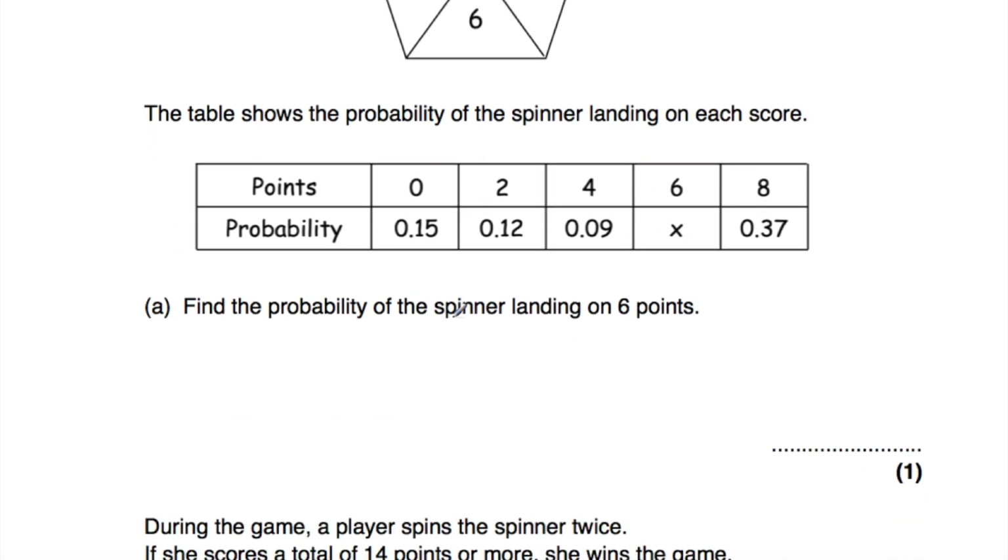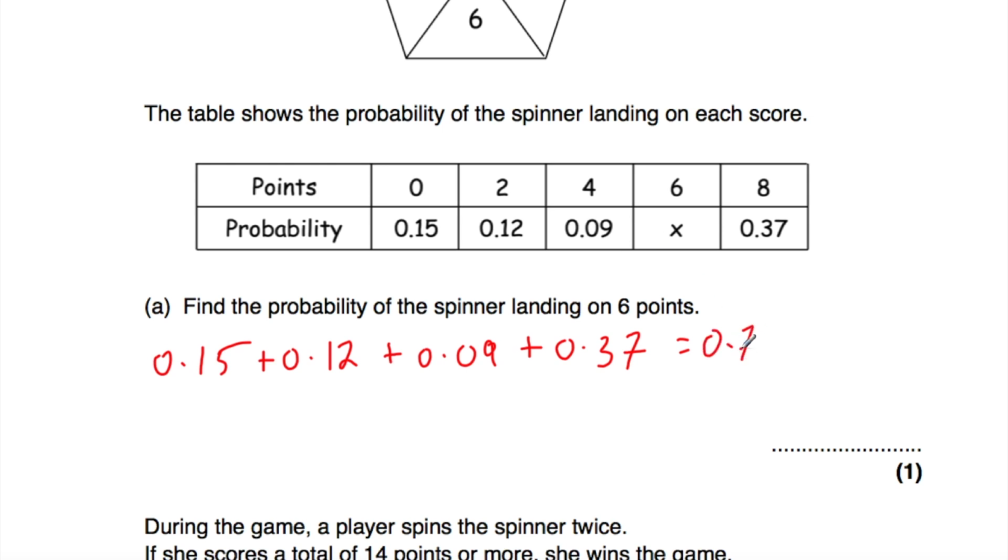So let's do that. It's a calculator question, so we just need to do 0.15 plus 0.12 plus 0.09 plus 0.37 and see what we get. And that's equal to 0.73. Then if we do 1 take away 0.73, that's equal to 0.27. So the probability of the spinner landing on a 6 would be 0.27.